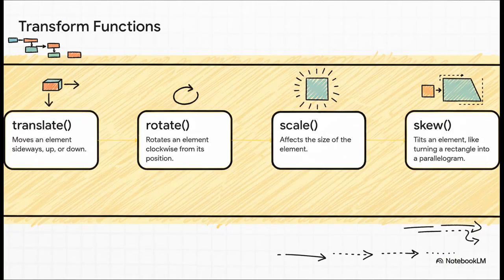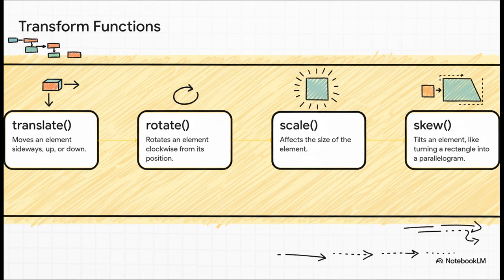The CSS transform property basically gives us 4 main superpowers. First, we can translate an element, which is just a fancy way of saying we can move it around. Then we can rotate it, turn it. We can scale it to make it bigger or smaller, and we can even skew it to distort its shape.